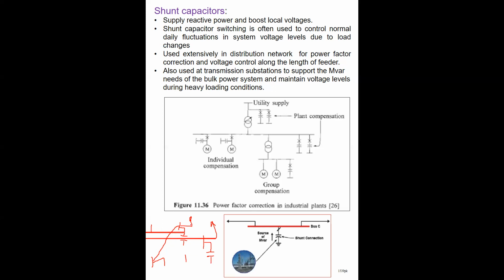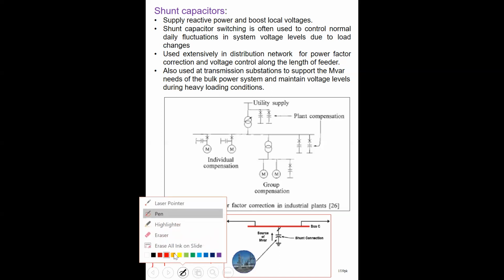So it is said that you compensate your reactive power demand from your load locally rather than from a remote end. That's why we say that the compensation has to be across the load, parallel to the load here, and thus done locally. Right.